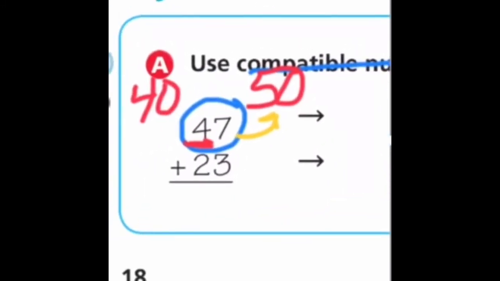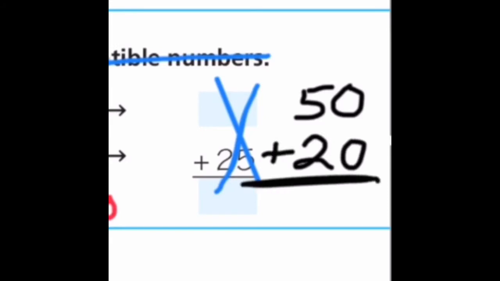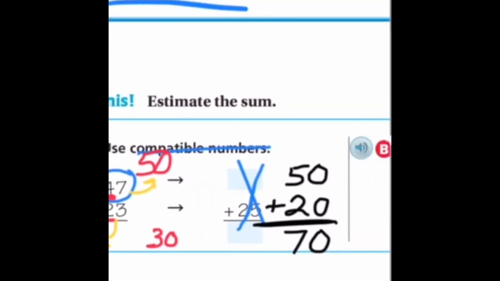And then 23, again, we have two choices. We round it to the nearest 10. First choice is 2 tens, that's 20, or 10 more is 30. And 23 is closer to 20. So that's what we'll write in over here, 20. And we're adding those up. 50 plus 20 is 70. So when we estimate that sum, it is 70.